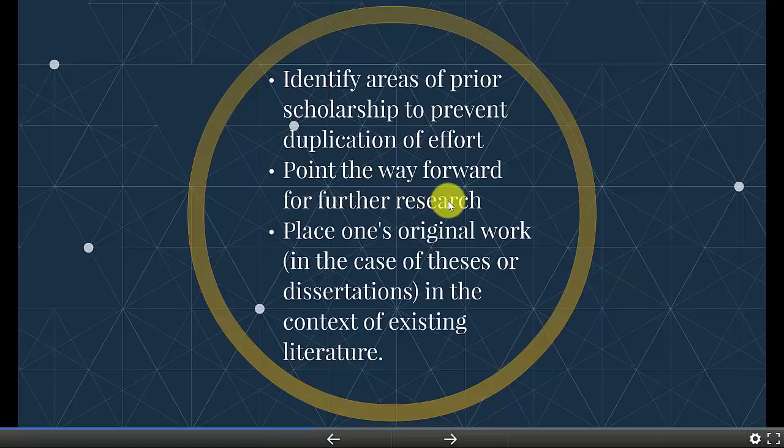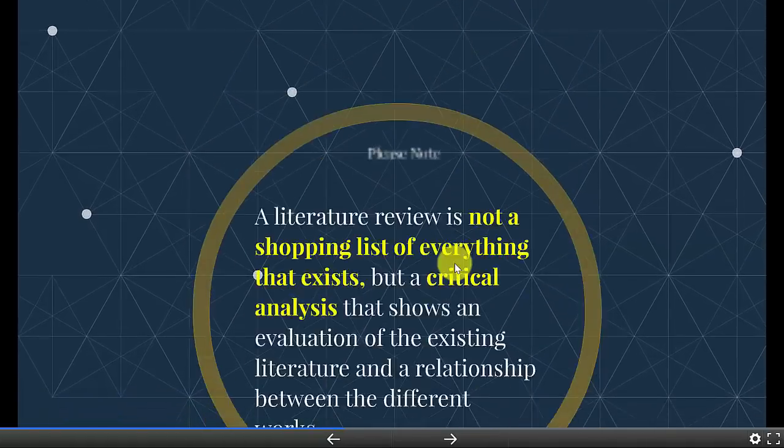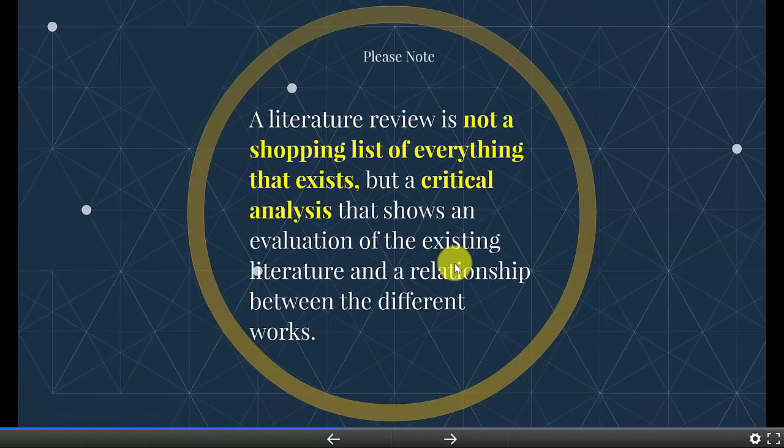Number 5 is to point the way forward for further research. You see, you may find out in the course of your literature review that somebody is saying, okay, this is what I've done, and this is an area that is worthy of being attended to by other researchers. The last one is to place your original work, like in the case of your thesis, in the context of existing literature. I want you to note that literature review is not a shopping list.